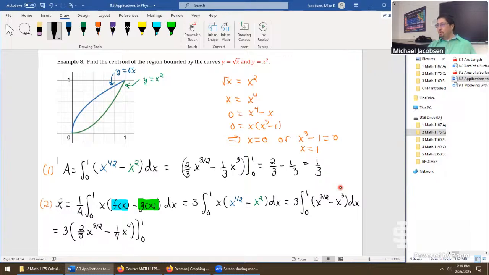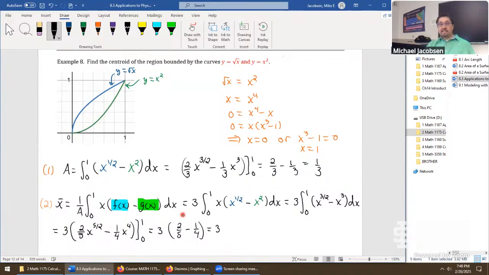Evaluate this from 0 to 1. And we just about have the x coordinate. It's 3 times, throw a 1 inside here for 2/5 minus 1/4. And then you have the lower limit of 0. That just makes the work a little bit more streamlined. All of this is gone with 0 inputted. So that's the whole evaluation.